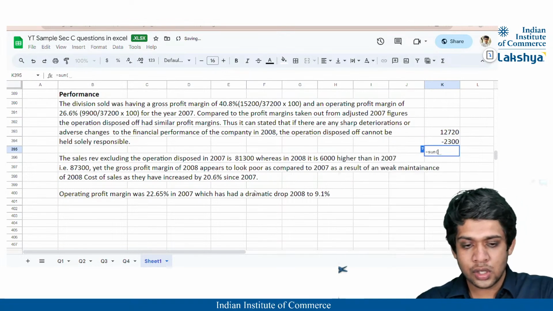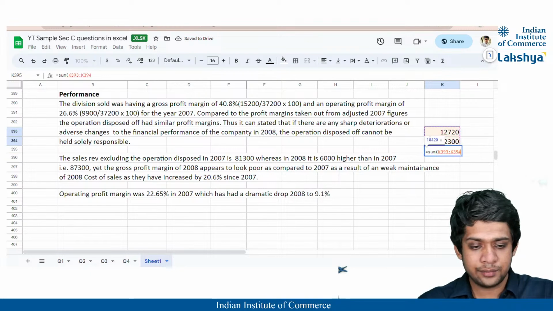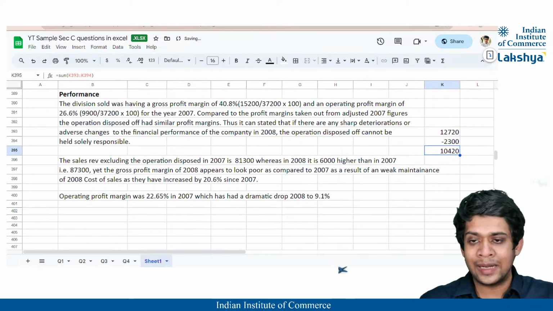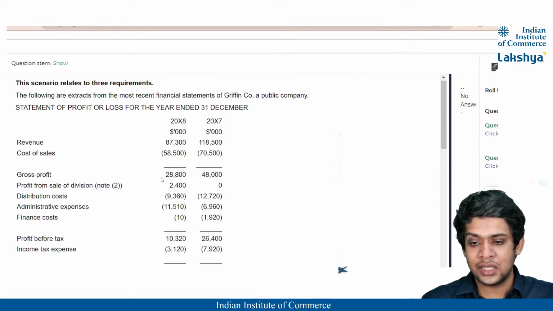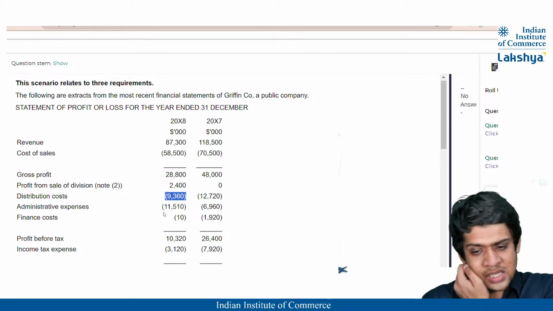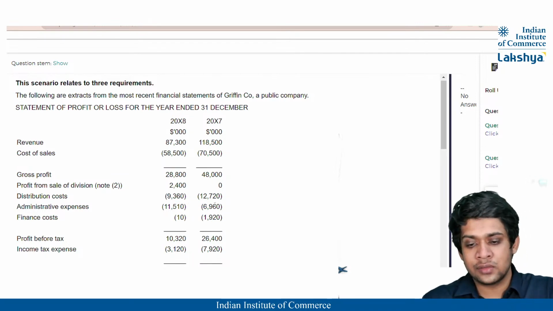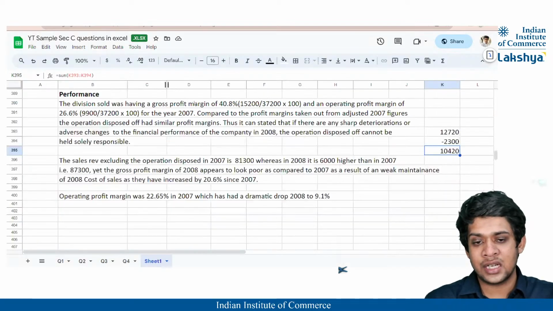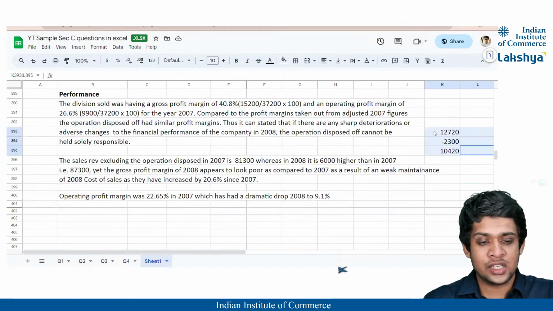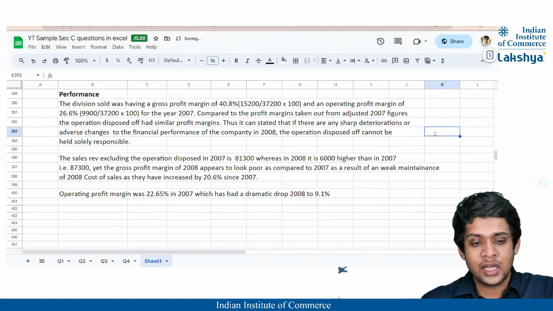So the distribution costs were nothing but 10,420 in the year 2007, but in the year 2008 it is 9,360. That means the distribution cost has reduced. So probably it is because of the administrative expenses being increased. So guys, let us look at the administrative expenses. So we'll ignore the distribution costs, right?